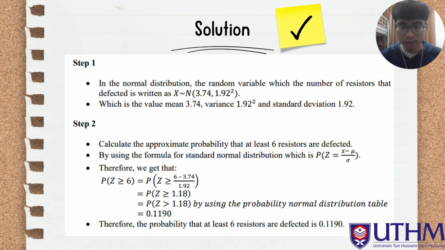On step 2, we will calculate the probability that at least 6 resistors are defective by using the formula for the standard normal distribution, which is Z equals (X minus mu) divided by sigma, where we get P(Z is bigger or equal to (6 minus 3.74) divided by 1.92), where we get 1.18. Then we get P(Z is higher than 1.18), and by using the probability normal distribution table, we get the value 0.118. Therefore, the probability that at least 6 resistors are defective is 0.1190.